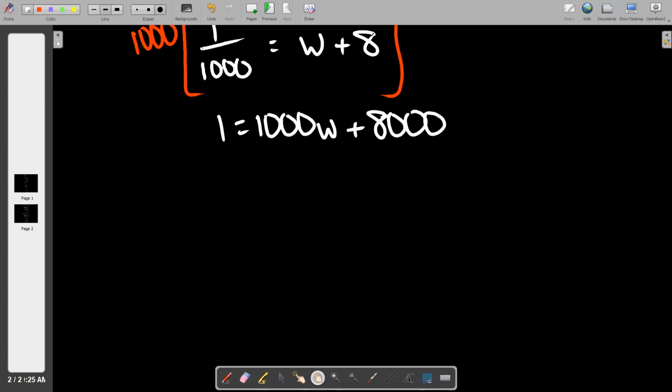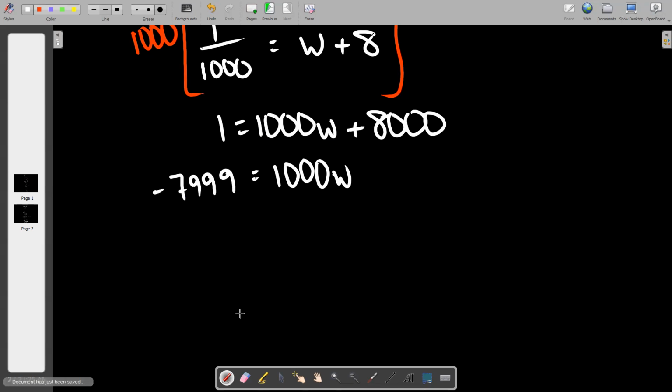Next step. Subtract that 8 grand, that 8K, from both sides. And what is 1 minus 8,000? -7,999. And then we divide both sides by 1,000. And so we get W equals -7,999 divided by 1,000. And that is that.